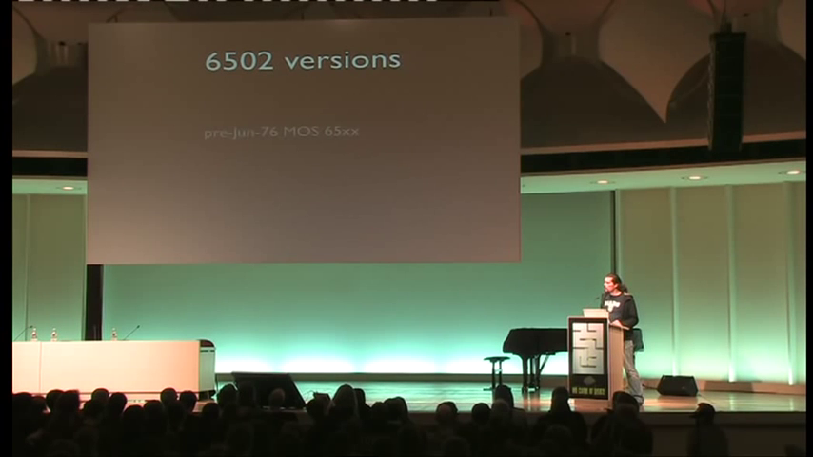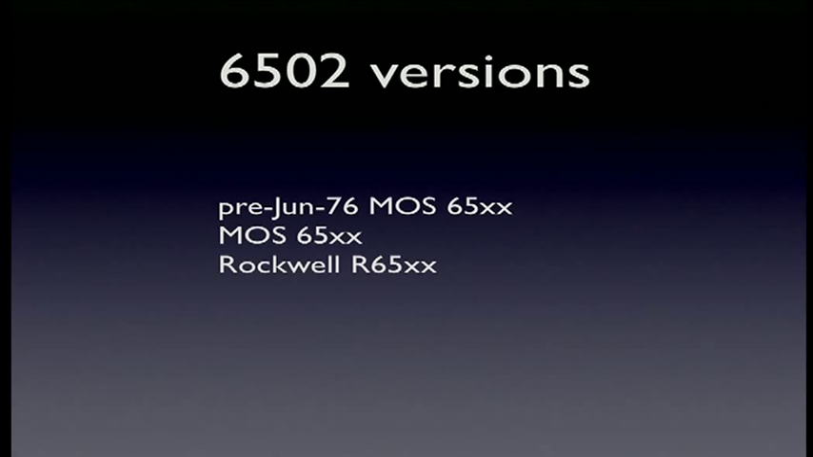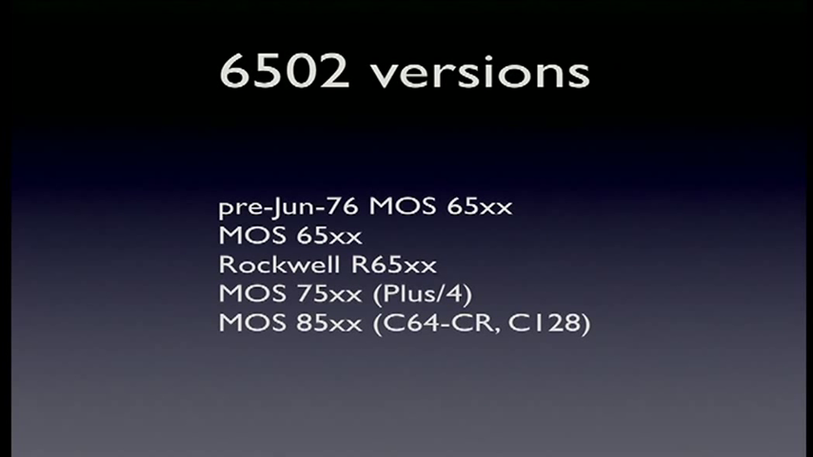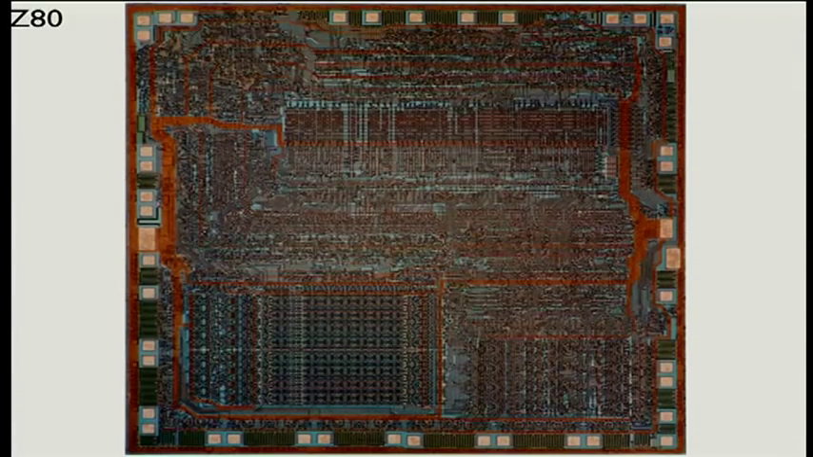Looking at them and comparing them can tell us a lot about whether they fixed bugs or something. So, for example, very old versions had some bug that was fixed in the standard 6502. Rockwell licensed it. We looked at it, it looks a little different. There's a shrink used in later Commodore computers. And in the cost-reduced C64 and the C128, there's another shrink, the 85XX series. So looking at all these would be interesting.